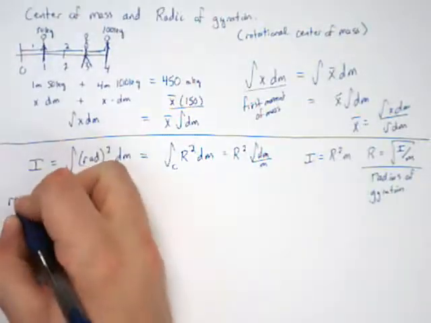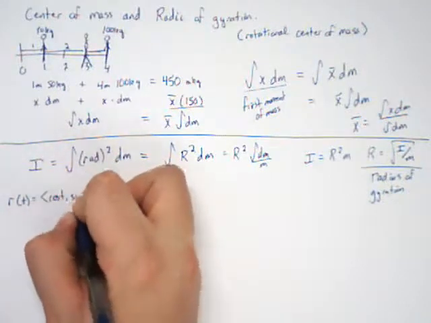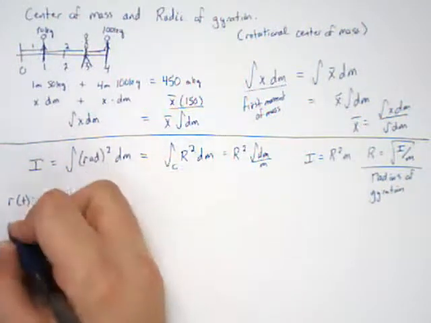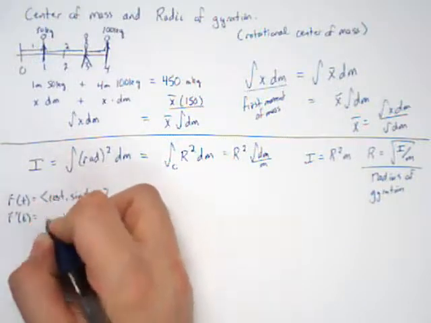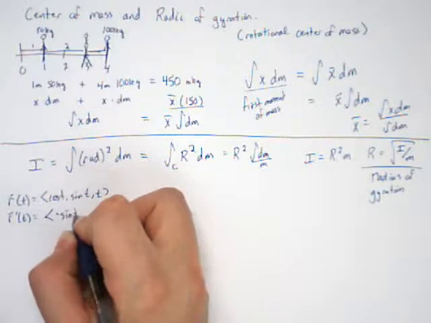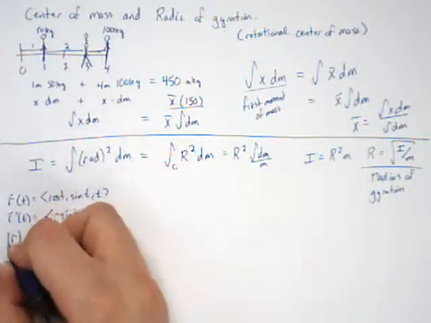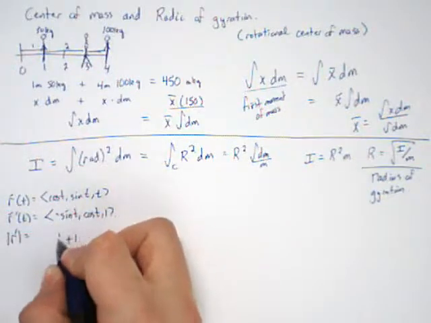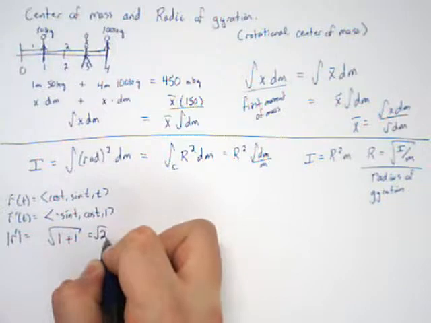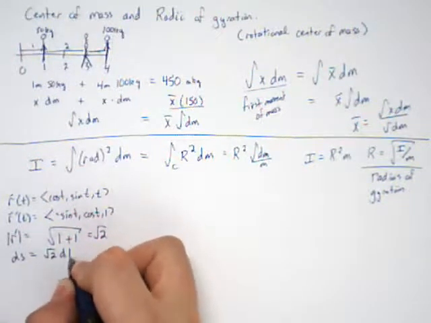We're going to take the helix. We'll go with cosine t, sine t, t. We already know in all these problems we need a derivative, so I'm just going to take it right now. We get negative sine t, cosine t, 1, and I need a speed. Sine squared plus cosine squared is 1, plus 1 squared. So that's just root 2, which means my ds is root 2 dt.